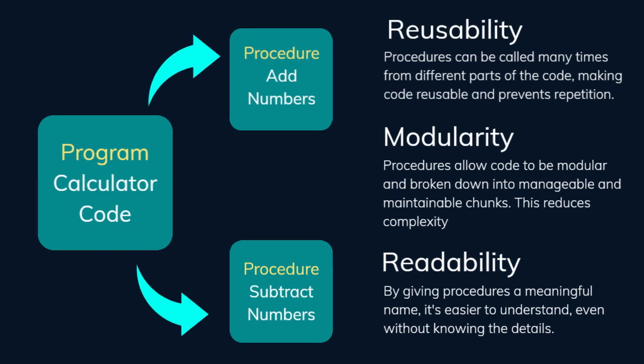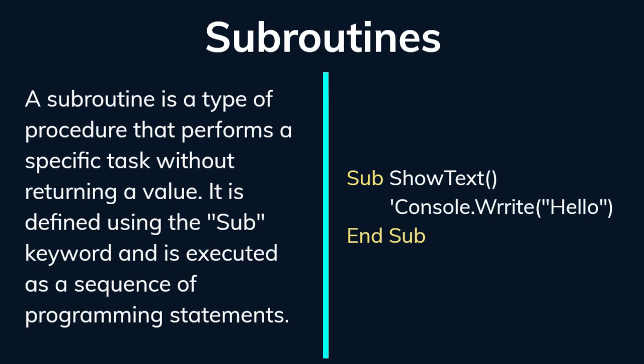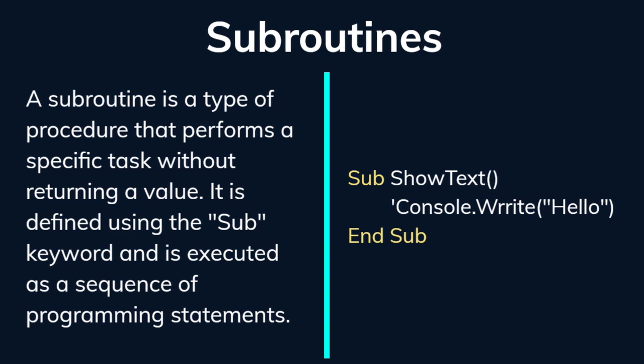Now, procedures can be divided into two parts, subroutines and functions. So what are subroutines? A subroutine is a type of procedure that performs a specific task without returning a value. It is defined using the Sub keyword and it is executed as a sequence of programming statements. Subroutines can be used to modify variables, display messages, or execute other code blocks.